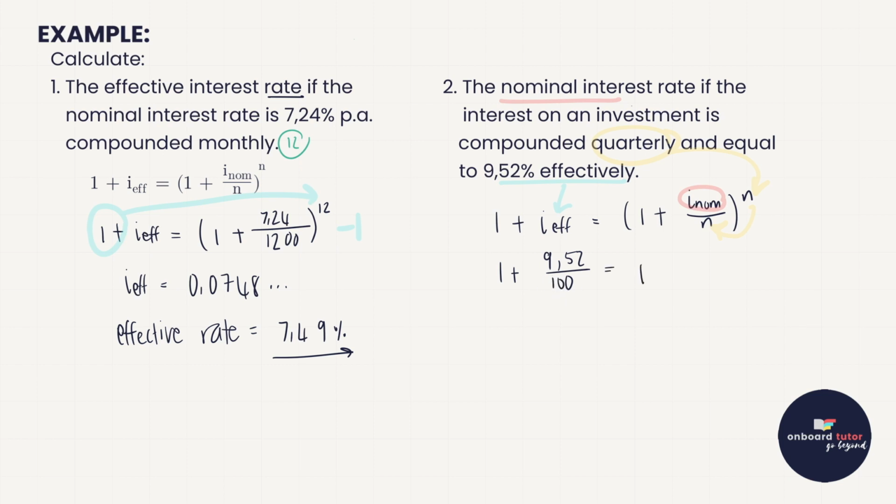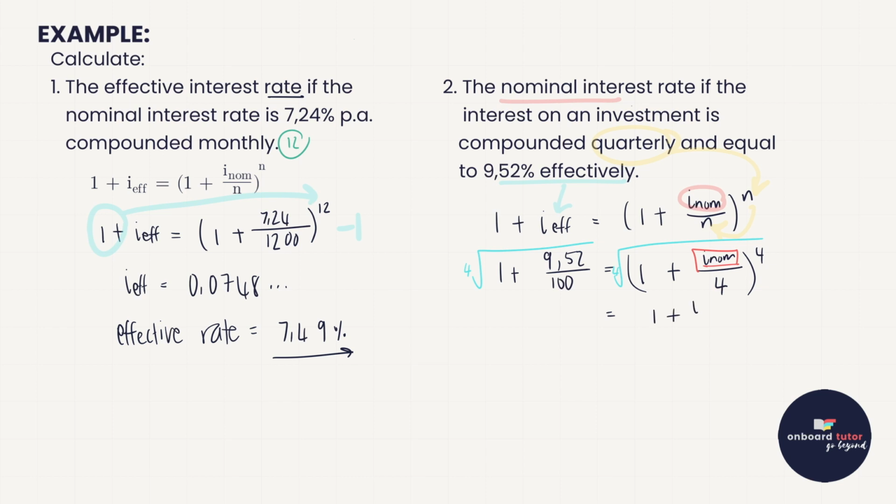Okay, that's equal to 1 plus the nominal rate, which is what we want to determine. So i nominal we don't know yet, but it must be compounded quarterly. That's what they've asked us for. Now what I need to do is solve this equation so that I can isolate the nominal rate. Let's start by taking the fourth root on both sides. I only need to worry about the positive one here because I'm working with positive interest rates.